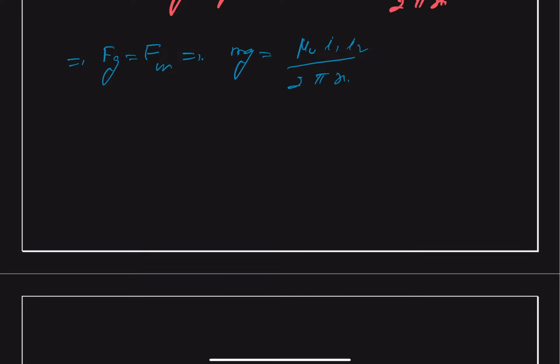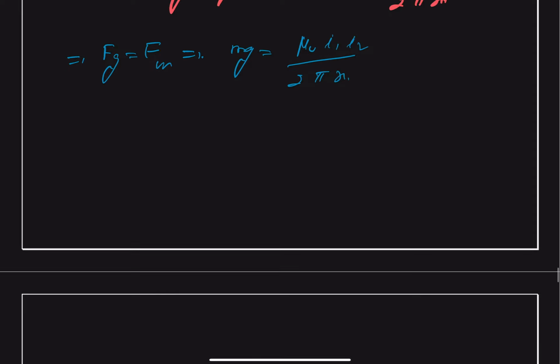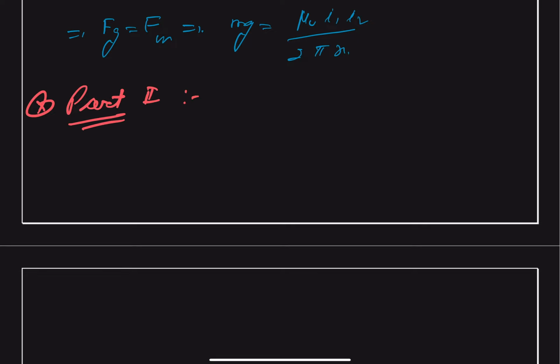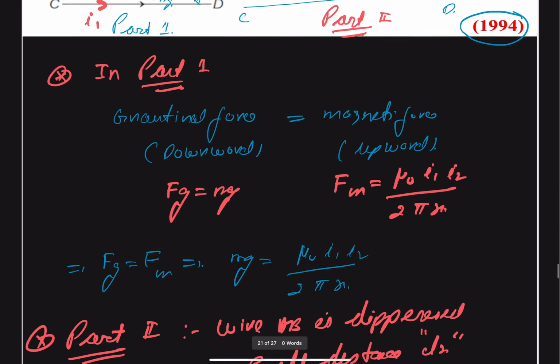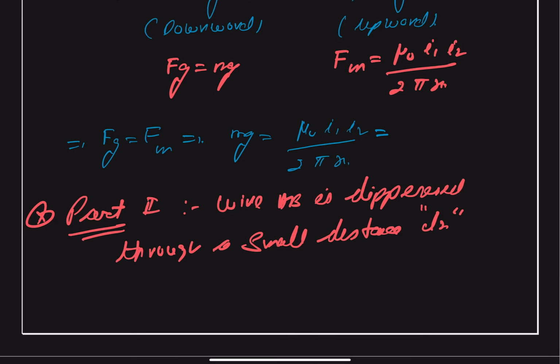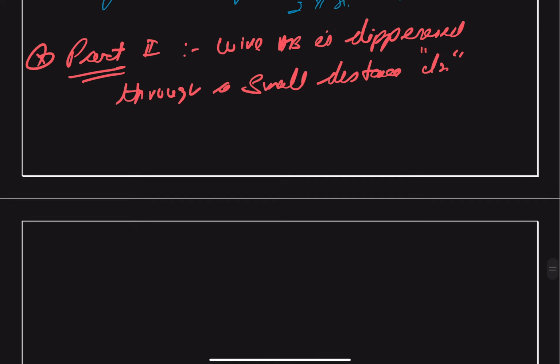Now we come to part B, part 2. We say that wire AB is depressed through a small distance dx. For the sake of simplicity, let me rewrite this equation as mu naught I1 I2 upon 2 pi d. Here I assume initially x is equal to d. And now x becomes d minus dx.